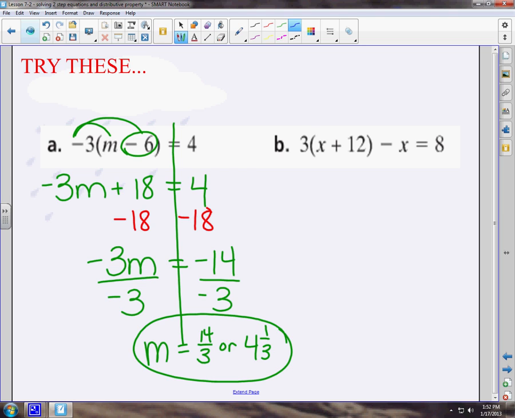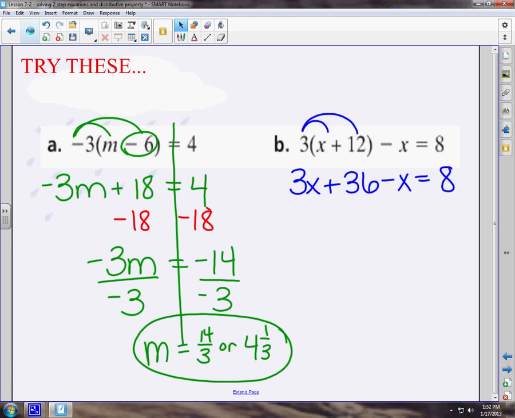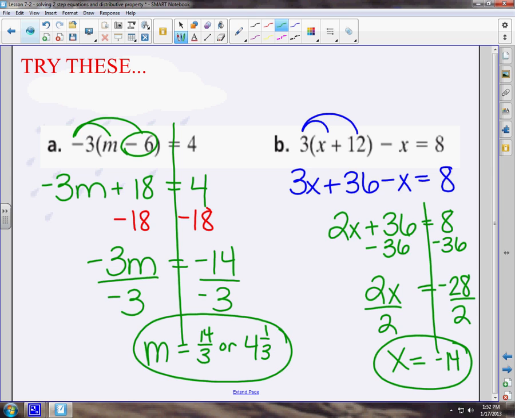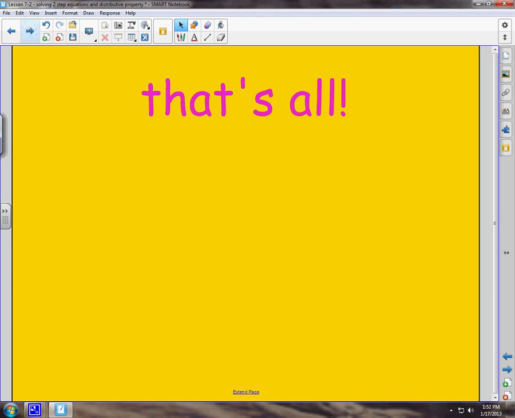Okay, next is 3 times x is 3x. 3 times 12 is 36. Minus x equals 8. So I'm going to combine like terms. 3x minus x is 2x plus 36 equals 8. I'm going to minus 36 from both sides. So 2x equals negative 28. And then I'm going to divide by 2. So x equals negative 14. All right, that is it.